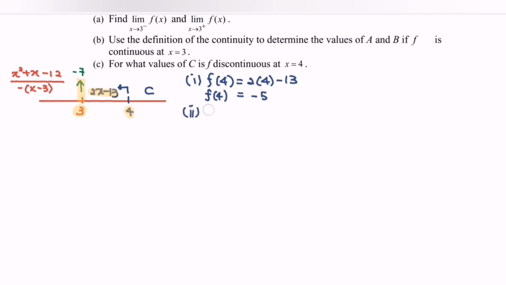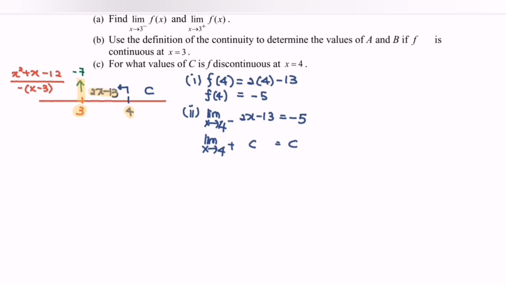Second condition, the limit when x approaches 4 from the left. The function will be 2x minus 13, so we will have negative 5 as well for the limit when x approaches 4 from the left. The limit when x approaches 4 from the right, the function would be c, so the answer will be equal to c.